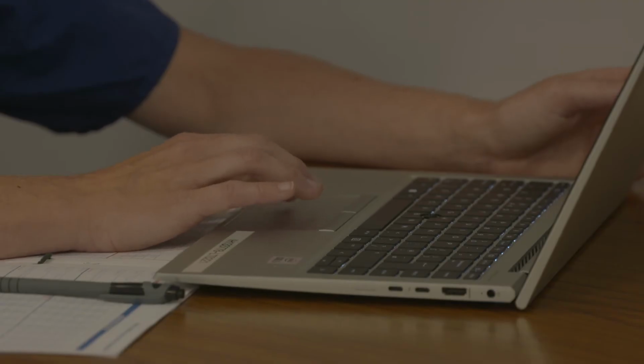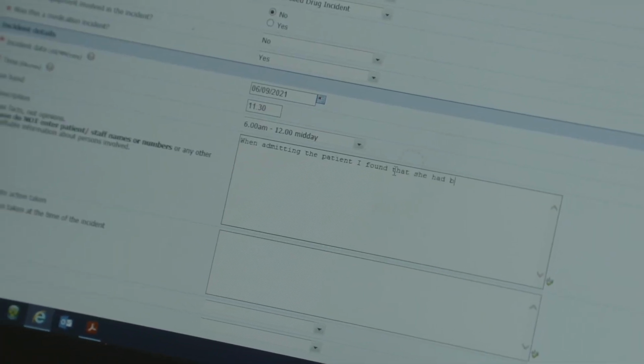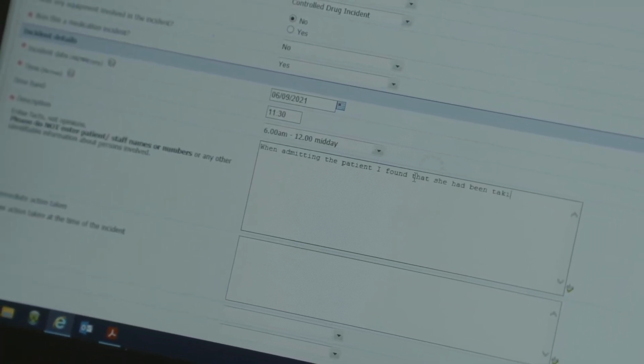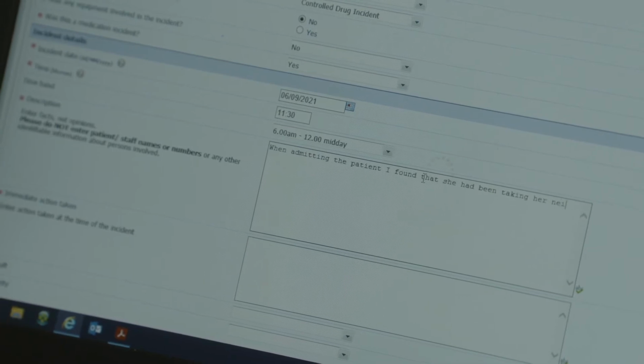At ESNEFT, all incidents related to controlled drugs should be reported on Datix, as this helps us to learn from the incidents that have occurred. We have had about 320 incidents related to controlled drugs in the past year.